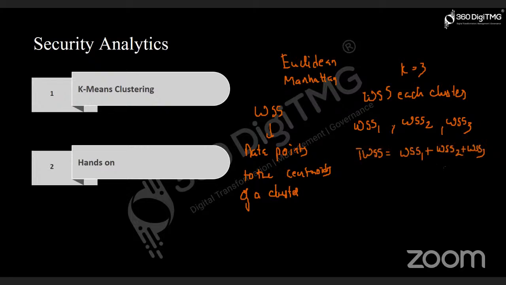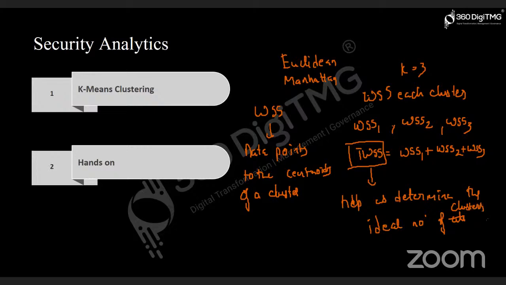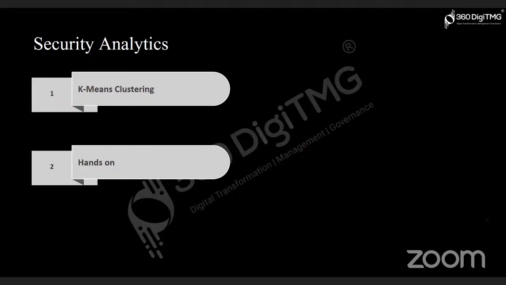So how is this total within sum of squares useful? This will help us determine the ideal number of clusters. Now these cluster values can change. So we use something we call as the elbow curve. This elbow curve is the most basic way in which you can calculate the ideal number of clusters.